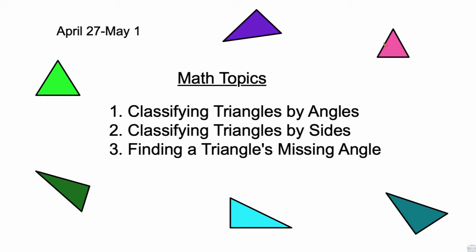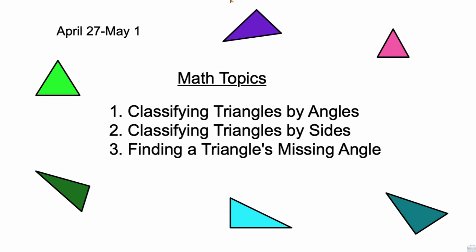So if we look at these triangles, we notice that there's some different things about them. They are different colors, but if we look, the angles are different. I see a right angle right here. I see an acute angle right here. And on this one, I see all acute angles. I also notice on this one, all the sides are the same length. But then if we look at some of these, the sides are different. So we're going to dive into how we can classify triangles and put them into groups.